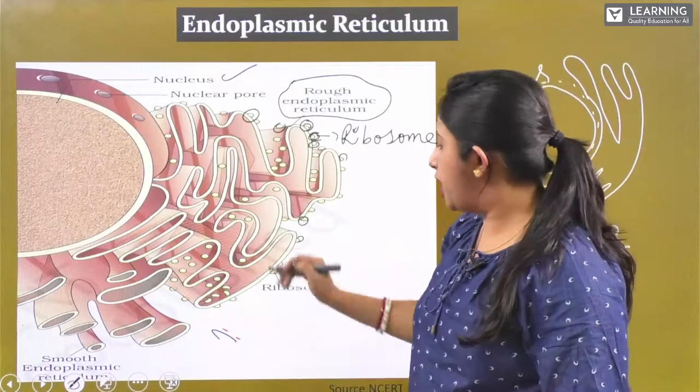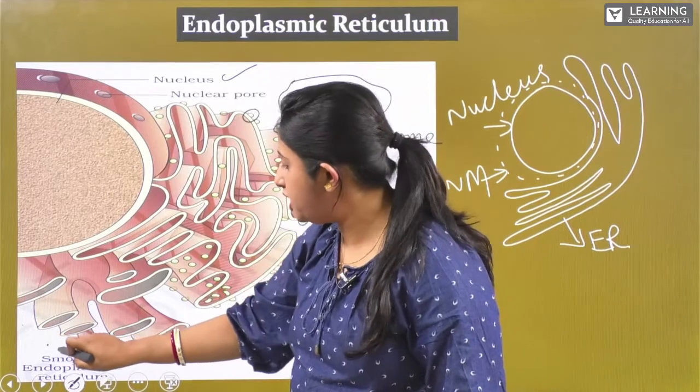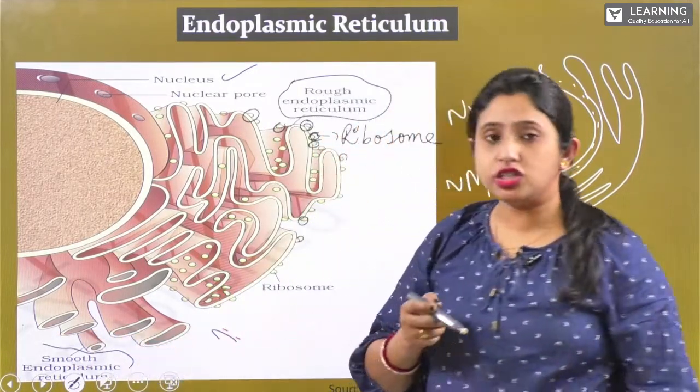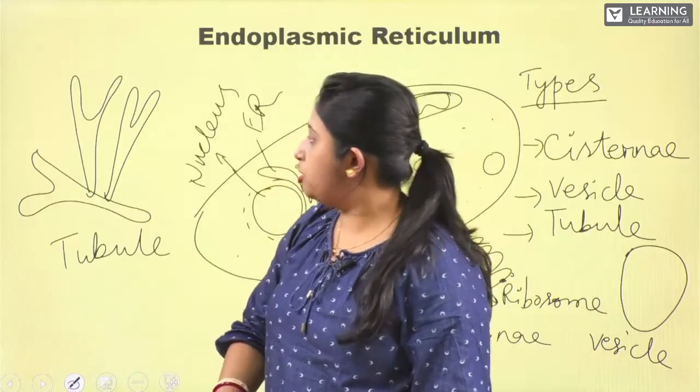And in this endoplasmic reticulum, for example, you can see that there is no ribosome, right? So this is known as smooth endoplasmic reticulum. So this is the structure of the endoplasmic reticulum.